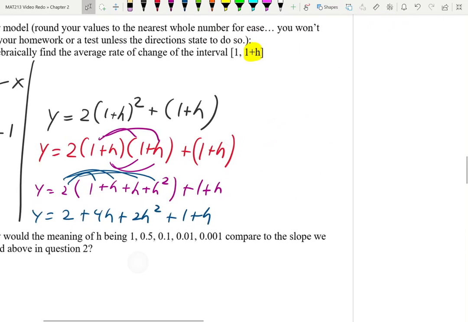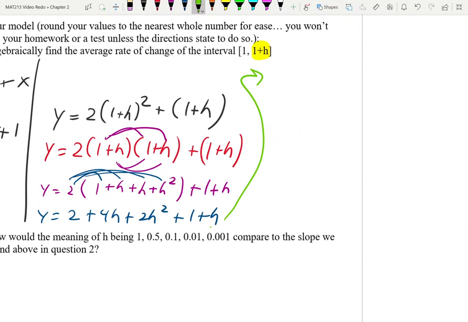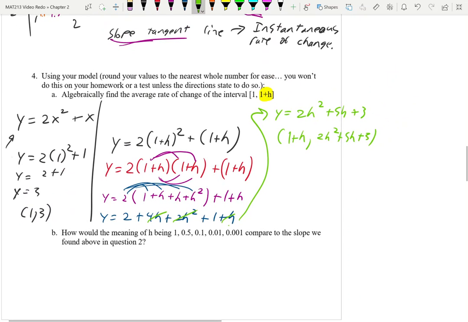And last but not least, let's combine our like terms. So this is going to give me y equals 2h squared, that's that one. I still have the h's, so that's going to be plus 5h, that's this and this, plus 3. Okay, great. So now this is going to seem a little funny, but my ordered pair is 1 plus h. When I sub in 1 plus h, I get out 2h squared plus 5h plus 3. Okay, that's what it is. Now, how do I find the slope?